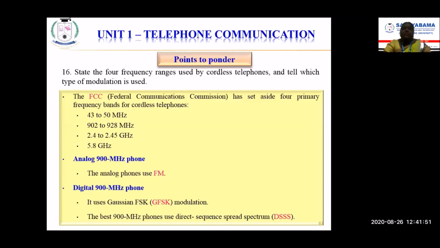Based on some parameter, if it is frequency, it is going to be frequency modulation, if it is amplitude, it is going to be amplitude modulation, and then phase modulation. I wanted to just show you.